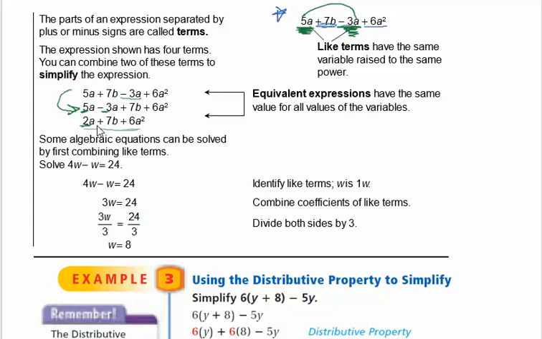This is as simple as it can get. There's no variables that are the same anymore. Remember that a and a squared cannot be combined. So this would be your answer. It's simplified. That's as far as you would go on that one.